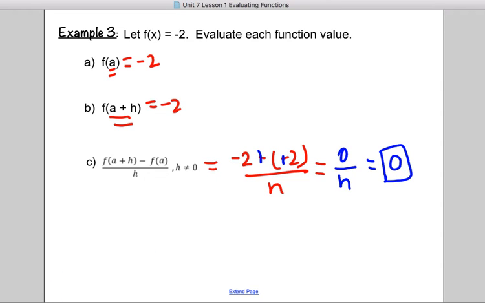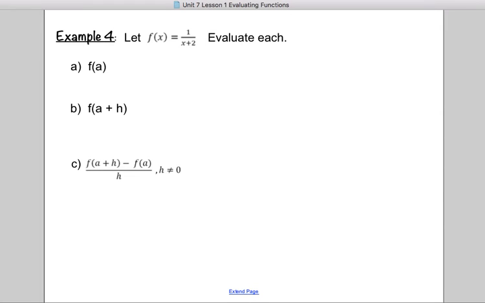Okay. Example 4, your favorite kind, fractions. There's going to be some common denominators in our future. Okay. So let's first find f of a. Wherever there is an x, I'm now going to write a. So I will have 1 over a plus 2. Then I'm going to move on to f of a plus h.